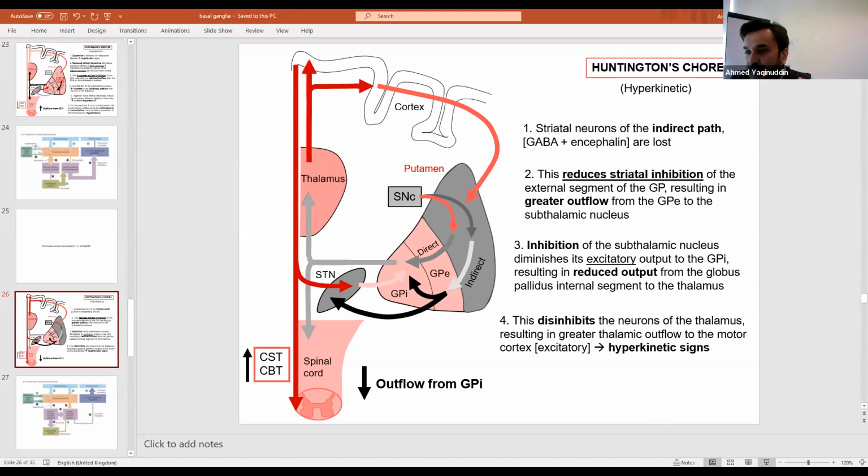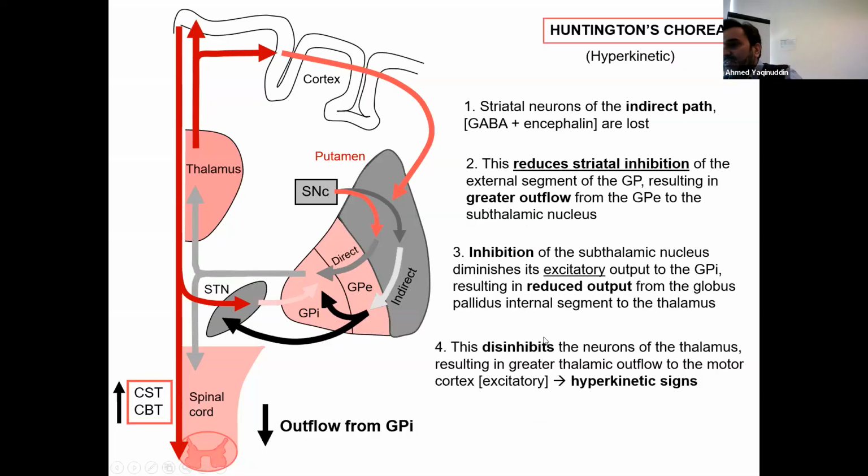The second disorder which we are going to discuss is Huntington's disease. Huntington's disease is more of a genetic disorder. It runs in families, and it happens in young patients. It is because of certain repeats which you would see in the DNA. And the major problem in Huntington's disease is that the striatum is degenerated.